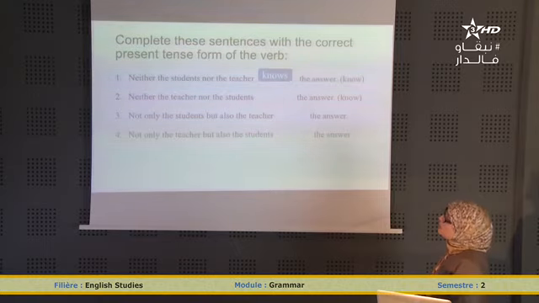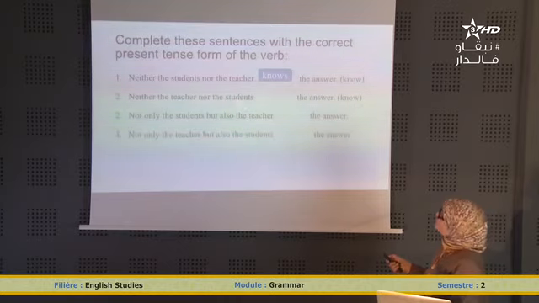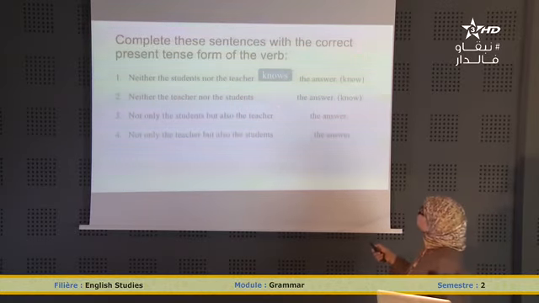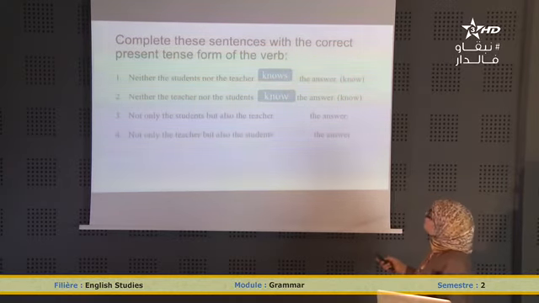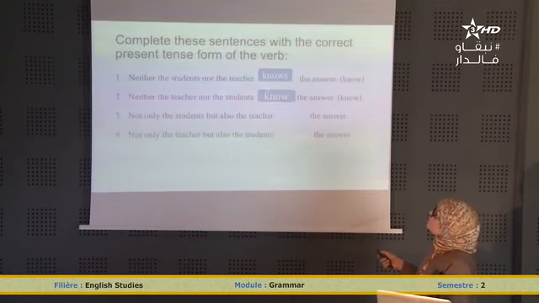The second one, neither the teacher nor the students. Look at what we have here. The teacher is the first one, but here the students is the second one. So students is the one closer to the verb, hence we will have know, because the word students is plural, then the verb agrees with the plural.